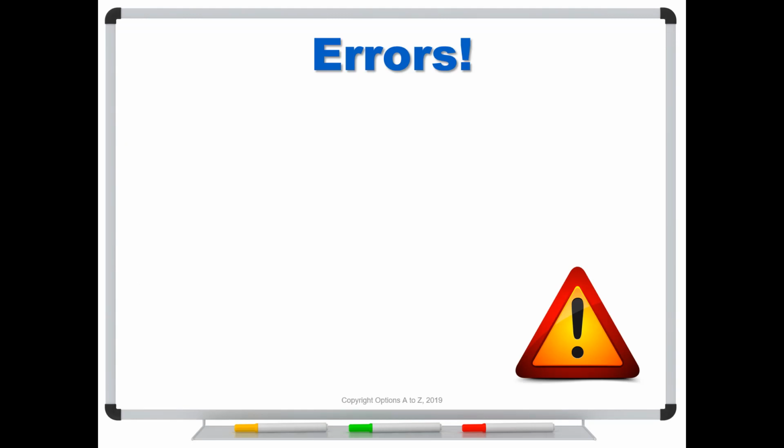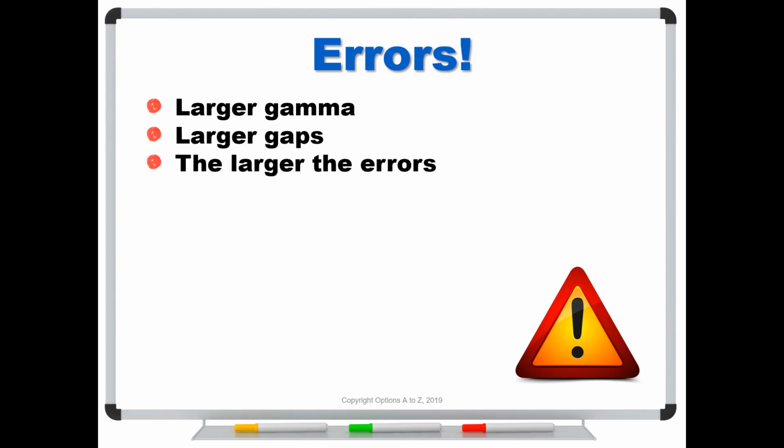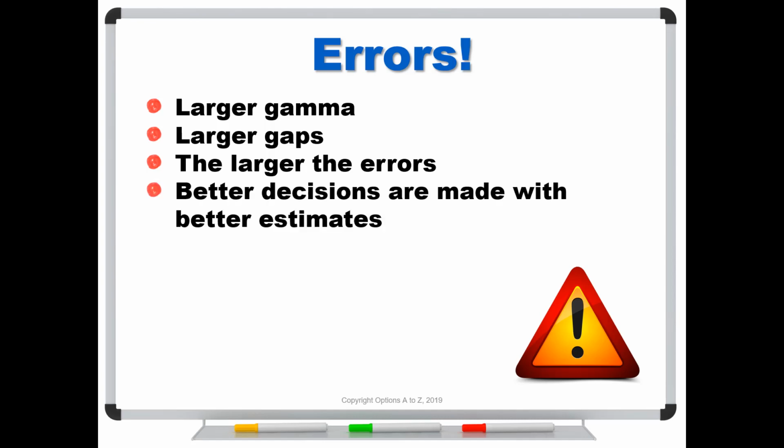So what else is going to cause errors? Well, the larger the gamma and the larger the gaps in that stock's price, the larger the errors become. But still, remember that better decisions are made with better estimates. So I hope this allows you to use this in those cases where you can make better estimates.